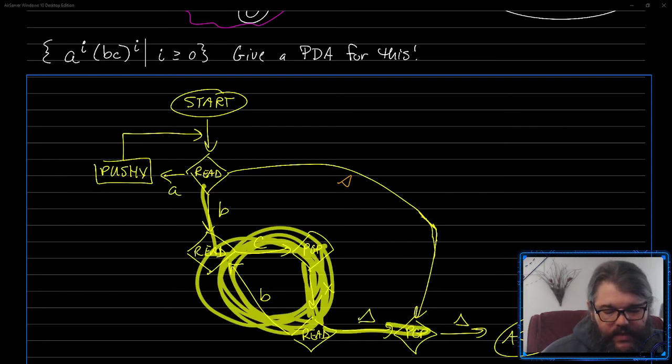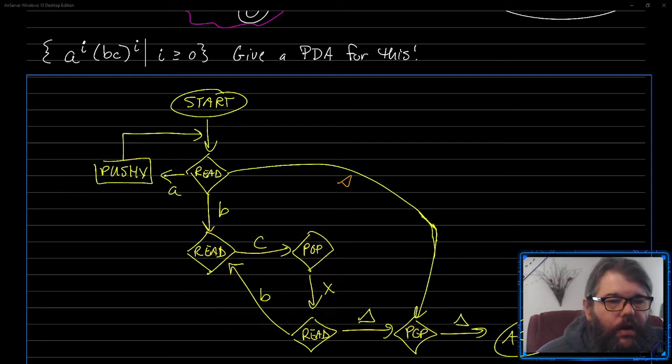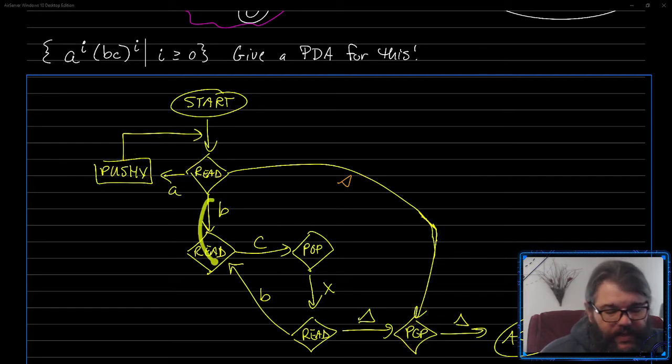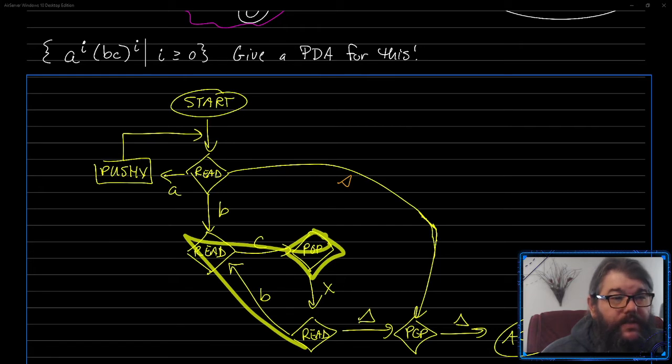As long as I get to the end, and there are no more things to pop, and no more things to read, then I'll accept. You might ask, how do I know that this is definitely A to the i, B C to the i? How do I know that there weren't too many A's? Well, if there were too many A's, then when I get here, I won't be able to pop delta. Instead, I'll pop an X because there will be extra X's. If there were too many BC's, then when I get to read a BC at this stage, I'll pop a delta.